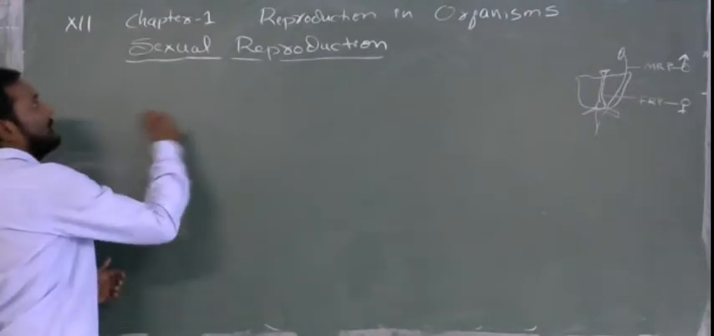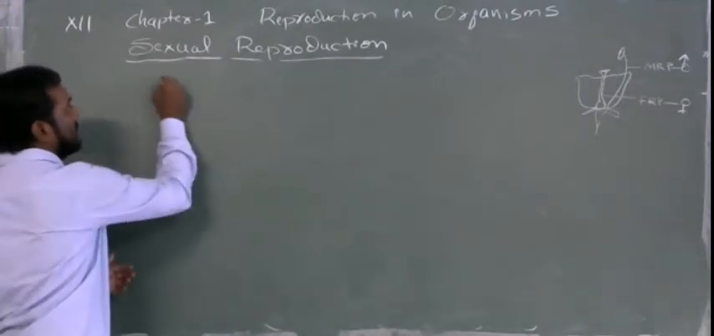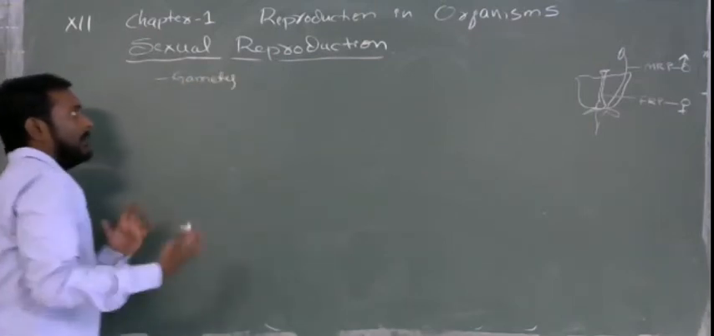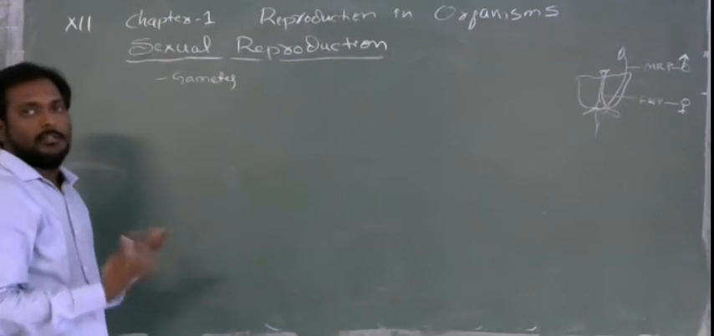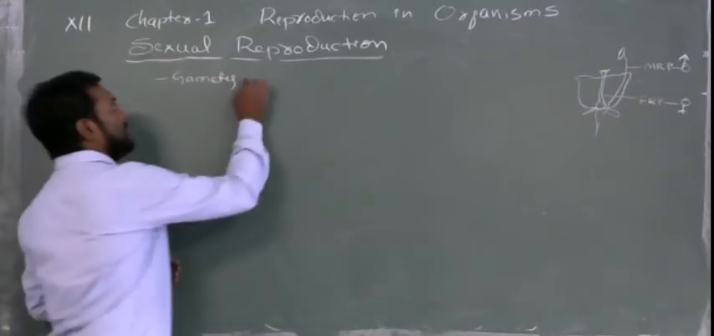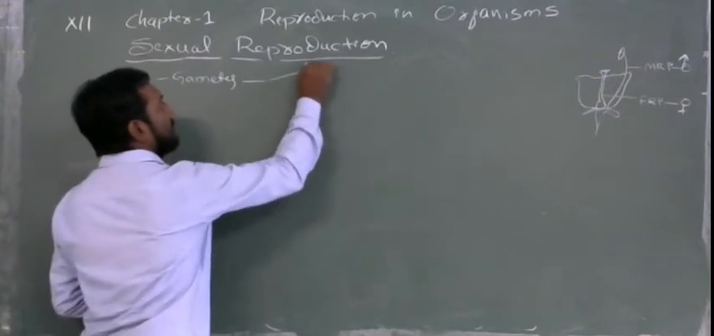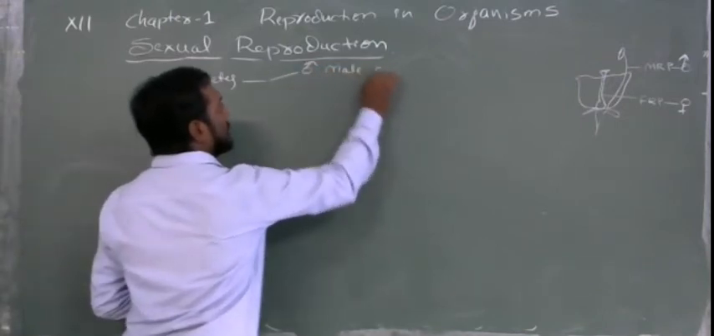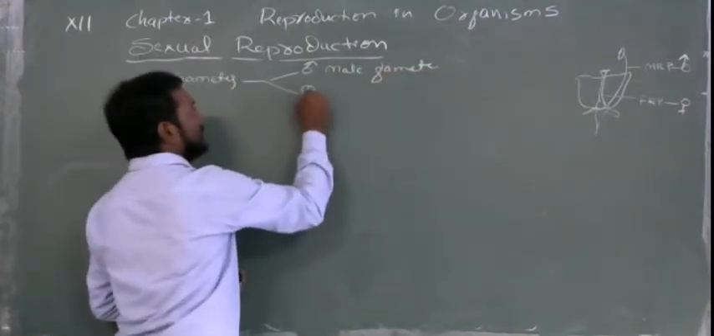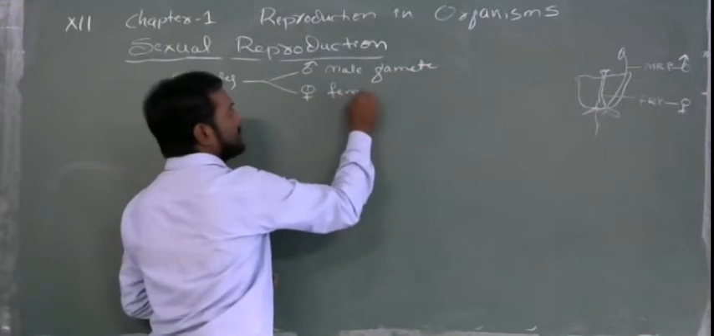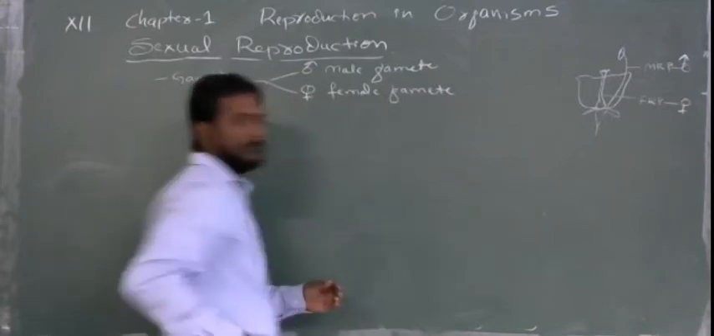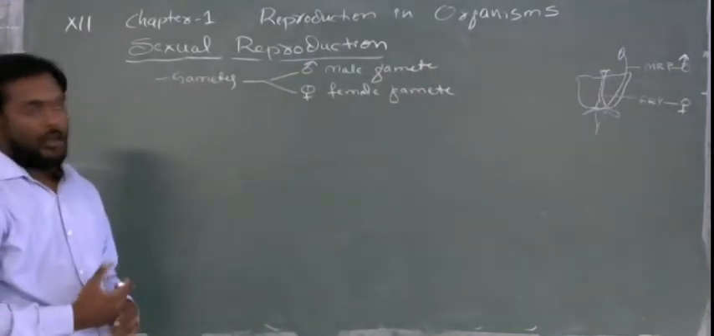Now, sexual reproduction will give rise to gametes. The gametes have to combine together, then only sexual reproduction can be possible. Otherwise, that will go for asexual reproduction. So, the gametes will be one male gamete, second is the female gamete. Clear?